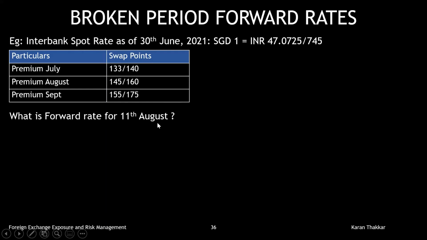So here 11th of August is between two standardized dates, here 31st July and 31st of August. So 11th August falls between them, and we want to find the forward rate for this date. What we would be doing is finding the broken period forward rate. And to find the broken period forward rate, what we basically do is interpolation. So I'll draw a timeline to explain this.